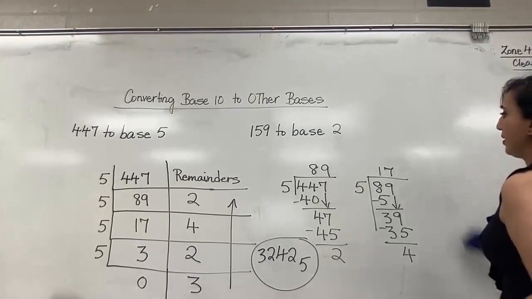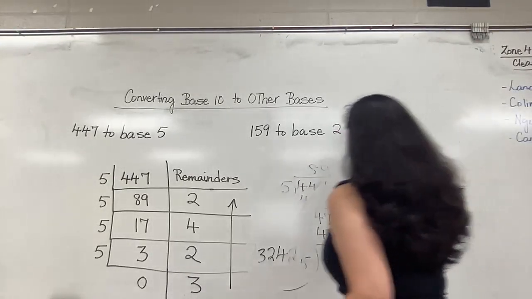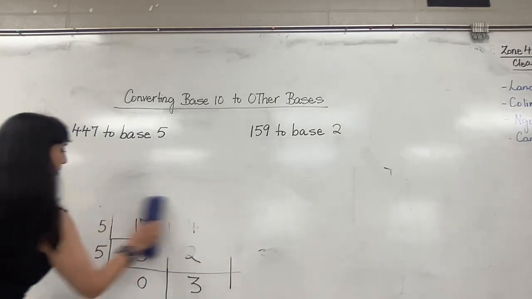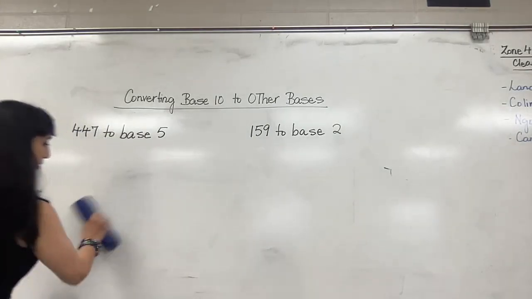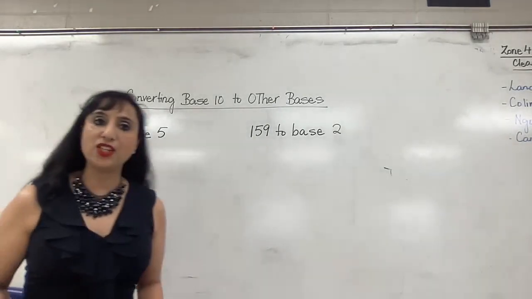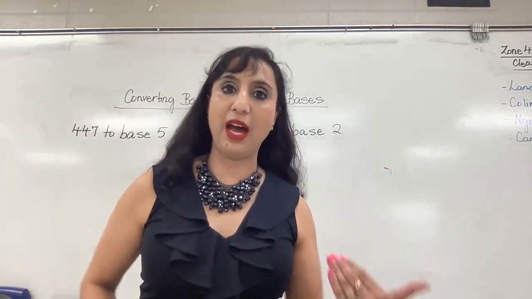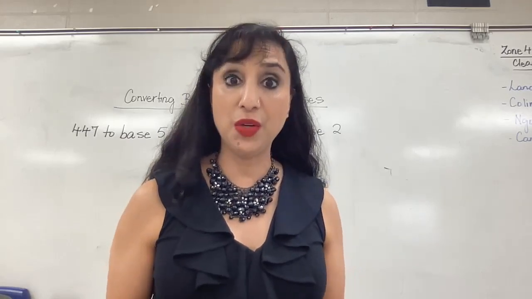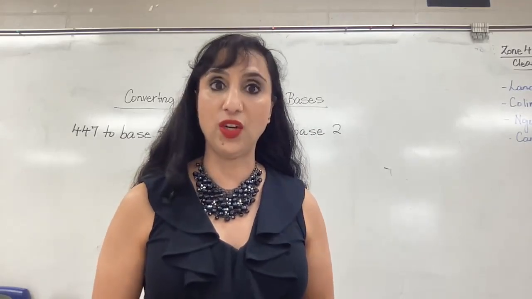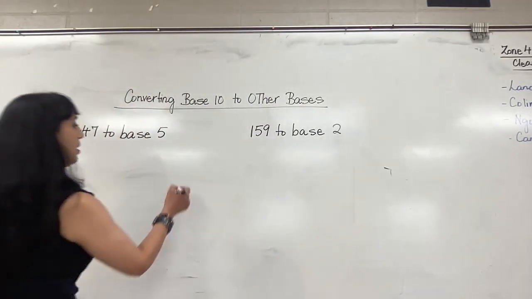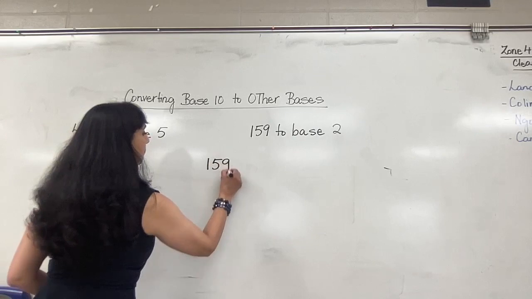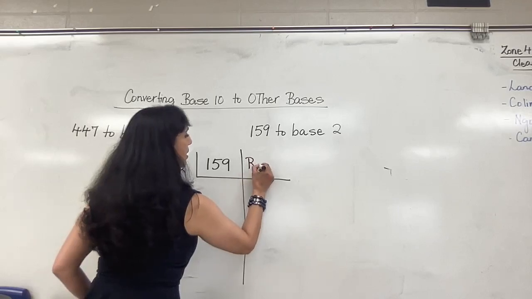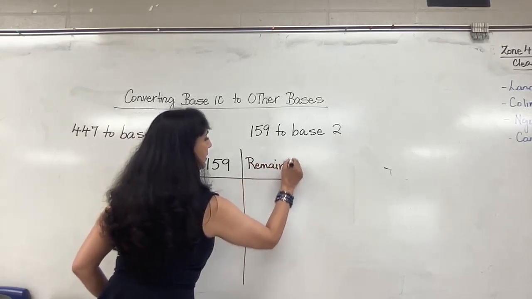Okay, so I'm going to erase this. Now, if I'm saying base 2, that means, like earlier, where I kept dividing by 5 because that was the base I was trying to convert to, for base 2 I will keep dividing by 2, because that is the base that I am trying to convert to. All right. So 159 divided by 2. I am going to put the remainders over here because that is going to give me my base 2 at the end.